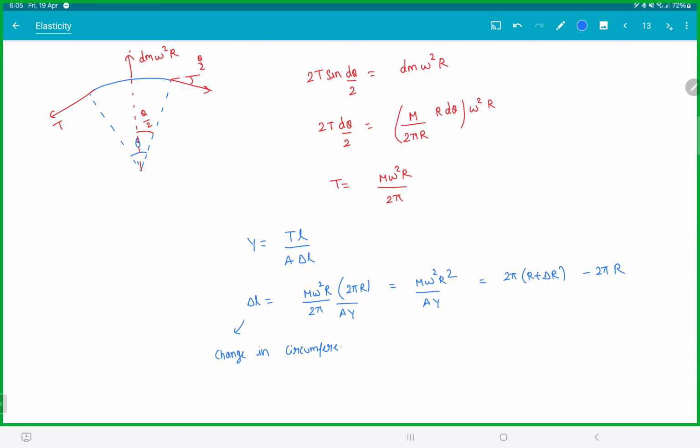So if the initial radius is r and the final radius is r plus delta r, from there you will get this. Delta r is m omega square, 2 pi r will cancel, r square by 2 pi A Y. Check. And our assumption makes sense because Y is 10 power 10 in the denominator, it will become 10 power minus 10. So delta r is quite small. Please check the steps. This is circular motion. And this is what I was saying. If you know how to find tension, question is over. After that, there's only one formula I taught you till now.